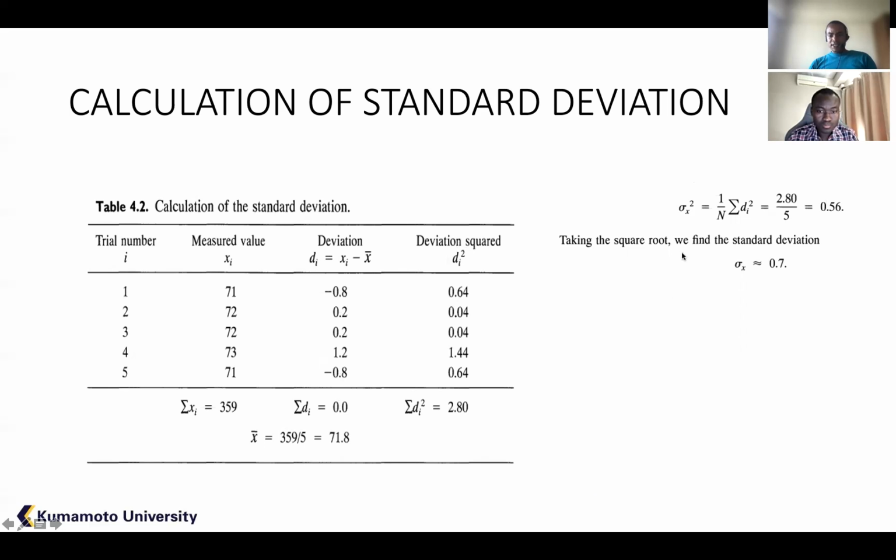Thus, in this way, to know mathematically how measurements differ from the mean, you need to take the square root, which gives the standard deviation, in this case 0.7. So all those values obtained, we can see how they differ from the mean by looking at the standard deviation, which gives us 0.7. And this becomes the uncertainty of the values obtained in this repeated experiment.